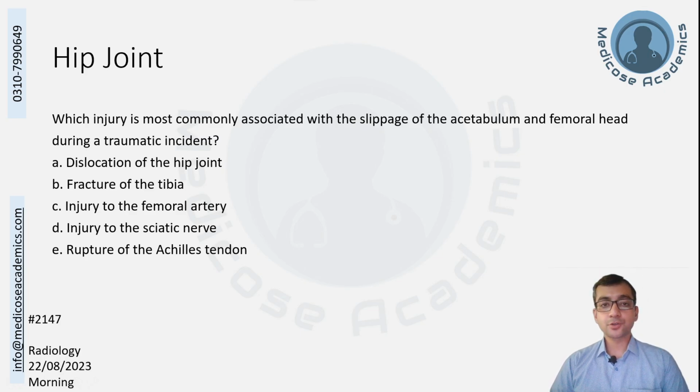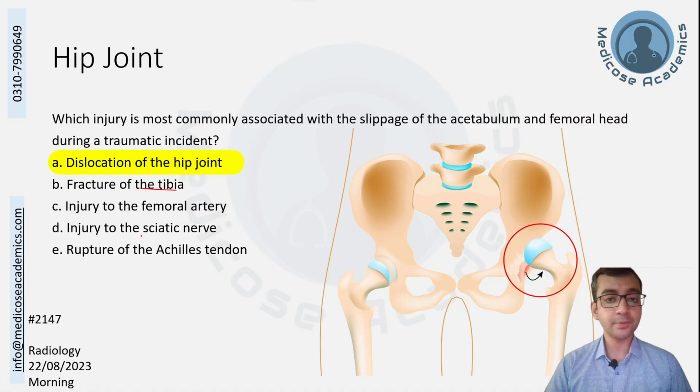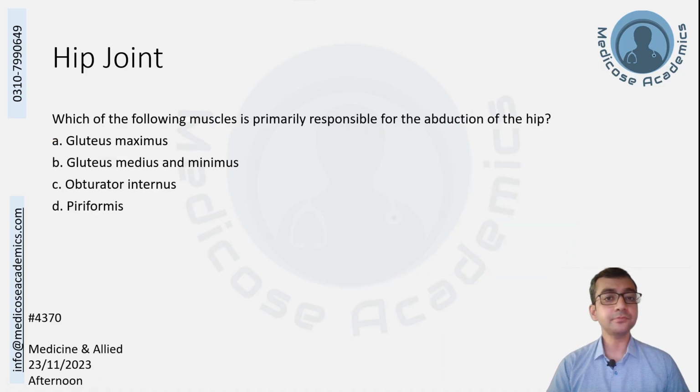Which injury is most commonly associated with slippage of acetabulum and femoral head during traumatic incident? So they are simply asking the name of the situation where the femoral head is separated from the acetabulum. It is a very simple question that is known as dislocation of hip joint. Other questions are too easy a question. Fracture of tibia answer is given, artery, nerve, Achilles tendon, tear is given.